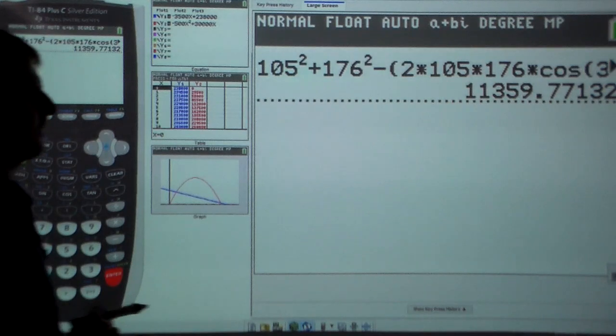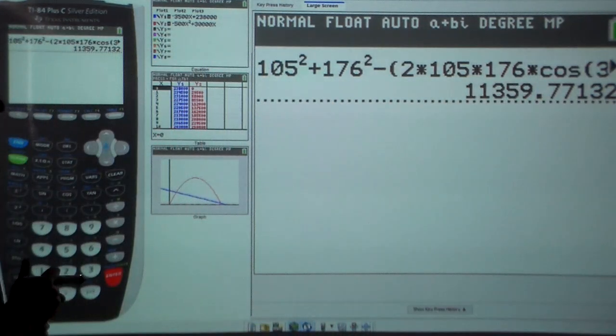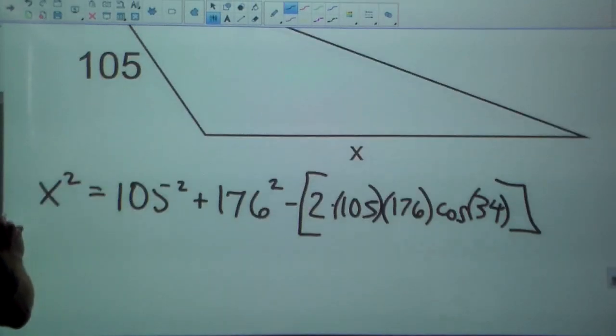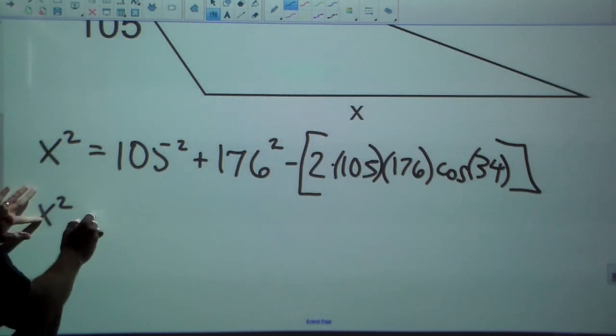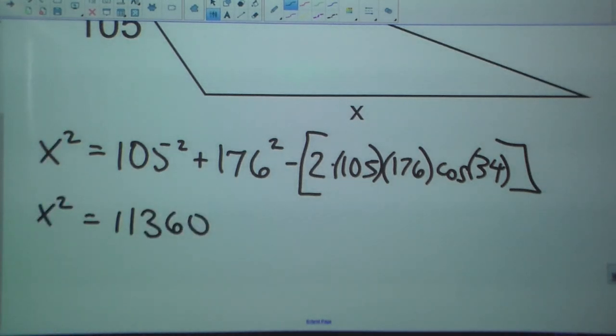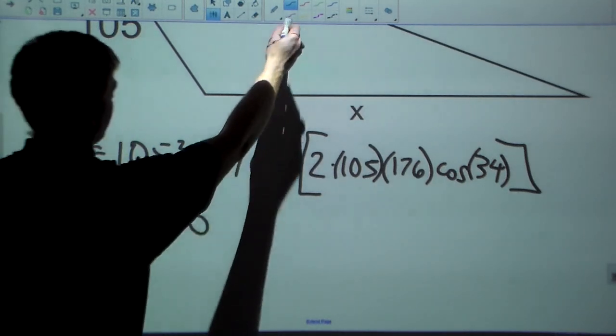I'm just going to round up to the nearest whole number here in a second because I'm getting ready to take a square root, and that decimal is really not going to change things much. So 11,360. So x squared, that's important, is 11,360. Just be careful bringing things down. And really, I'm going to use the whole decimal number when I take this square root anyway, but that's how I need to solve for x.